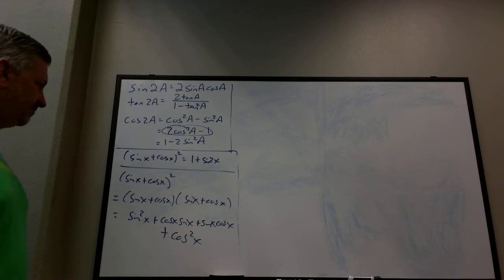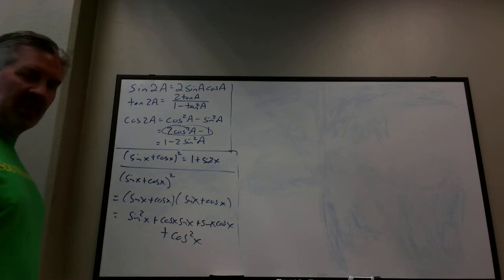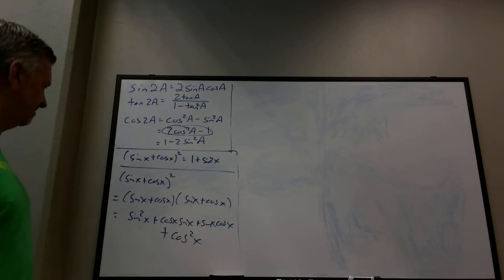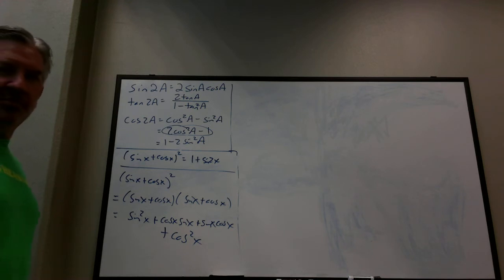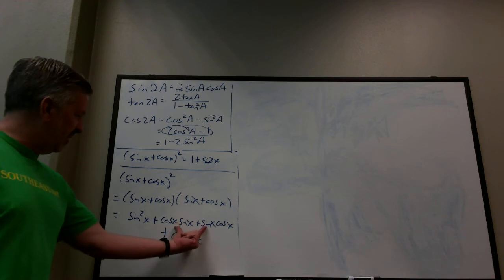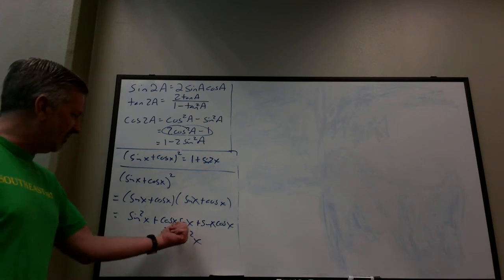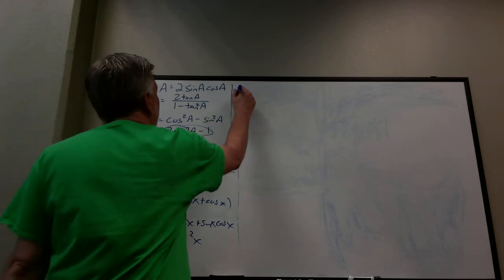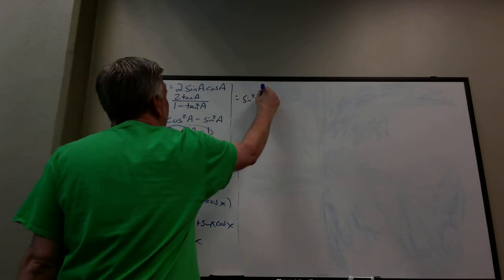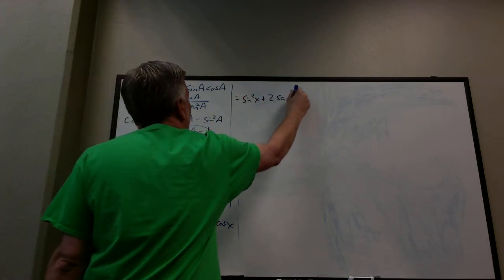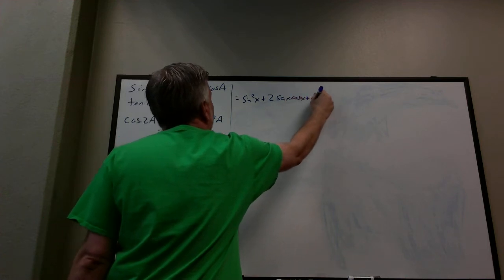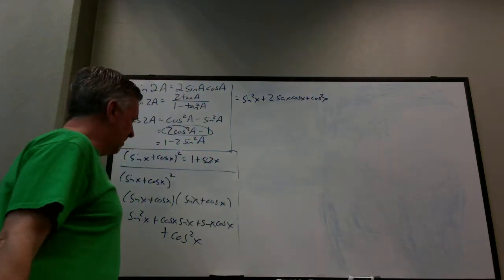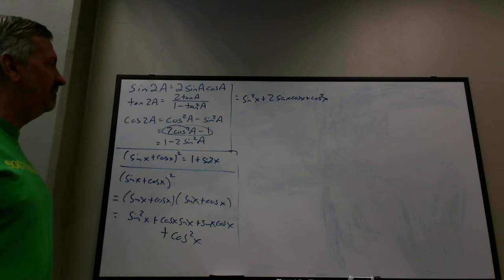Have any idea what to do next? Well, there are two things here you might have noticed. First of all, these two are exactly the same. Cosine x sine x and sine x cosine x are the same thing, so you can combine those. So why don't I do that in one step? That's what you get. Just add those two together. You get two of them.